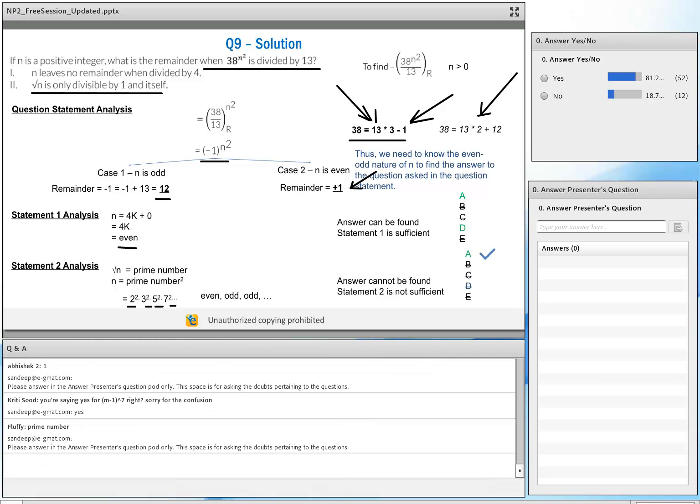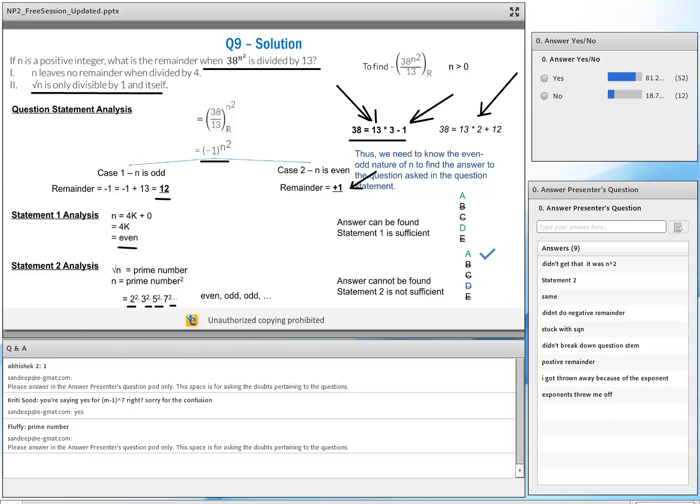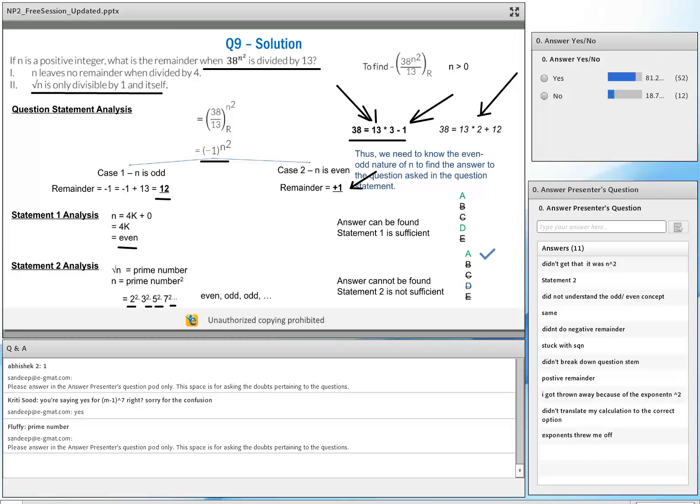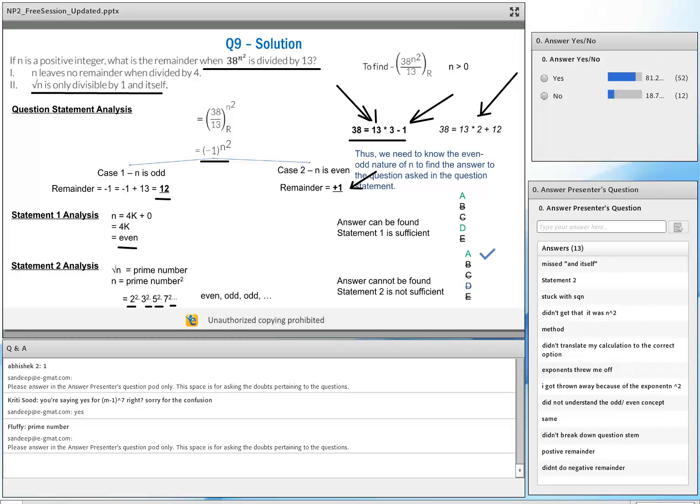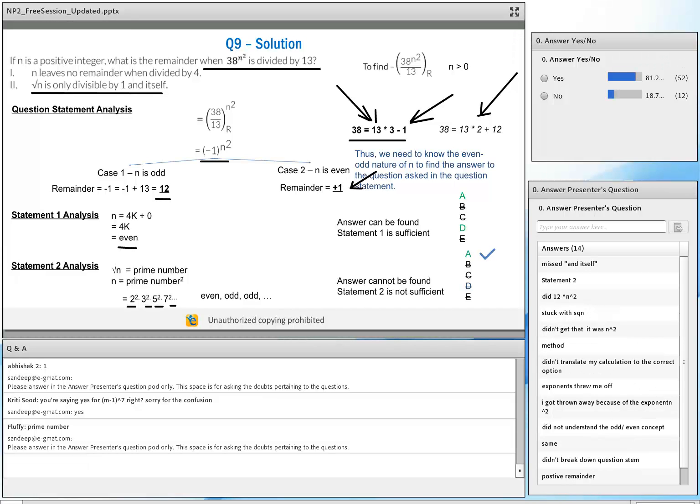So, where did you guys make a mistake? Didn't get that it was n square, positive, didn't break the question stem. Okay, and you can really see how and where you are faltering, right? And that's really important. That is really important.